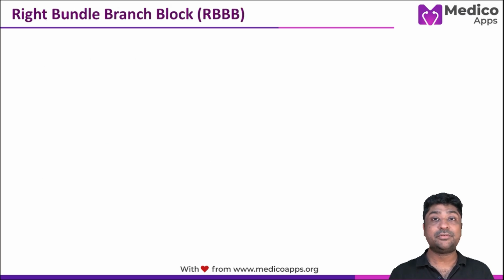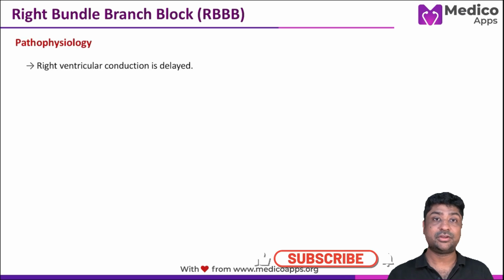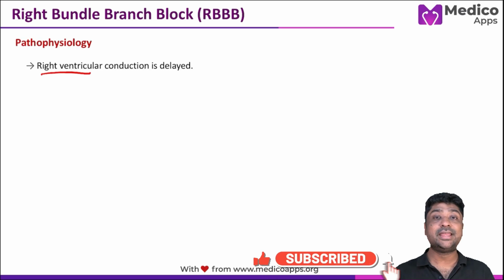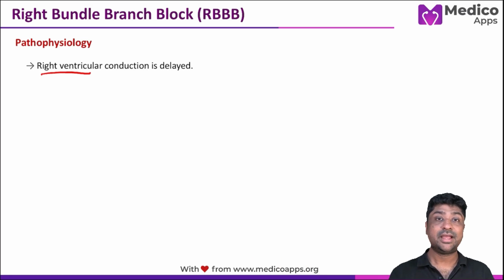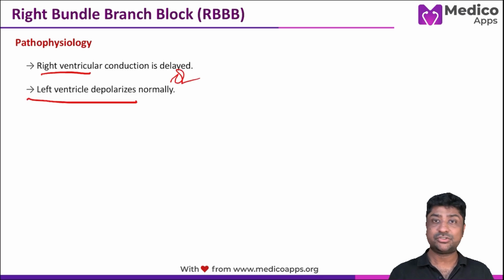Let's dive into the pathophysiology of RBBB. In this condition, the electrical conduction to the right ventricle is delayed. The impulse travels normally through the left bundle, but the right side lags behind. Importantly, the left ventricle still depolarizes normally.